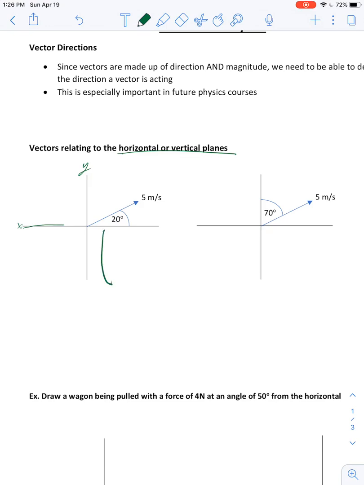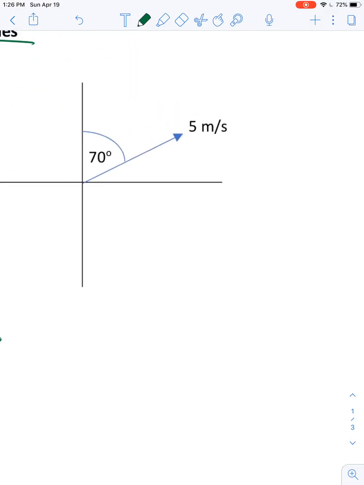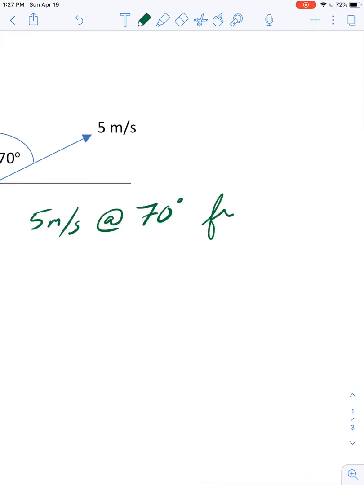This one is acting at 20 degrees from the horizontal. So that would be how we explain it. We would say 5 meters per second at 20 degrees from the horizontal. Whereas this one is 5 meters per second at 70 degrees from vertical.